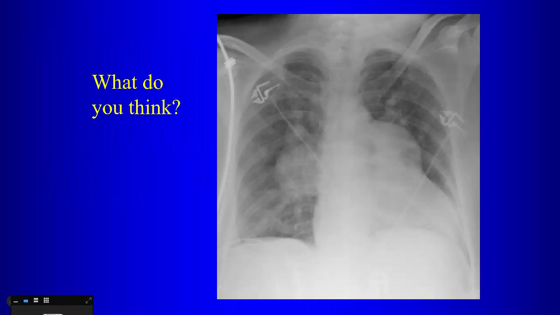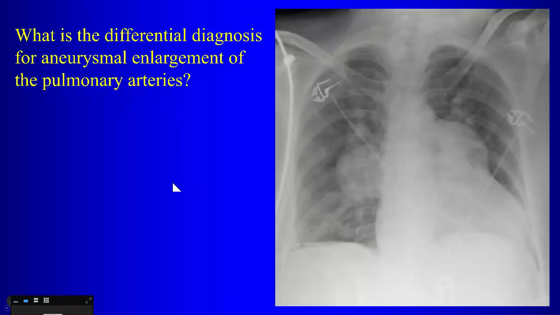Okay, so this is not an eye test. What do we see here? Cardiomegaly, big pulmonary arteries. Yeah, big or massive? Massive. Yeah, there's massive, aneurysmal dilatation of the central pulmonary arteries. What is the differential diagnosis for aneurysmal dilatation of the central pulmonary arteries?